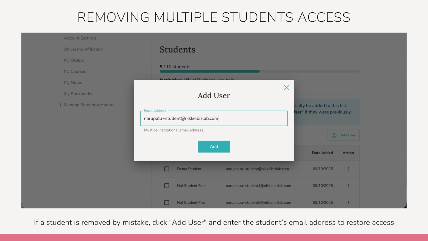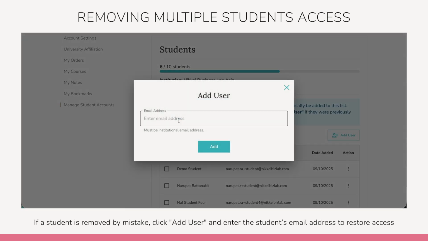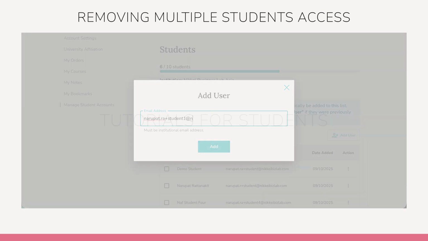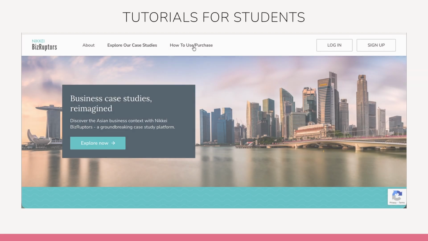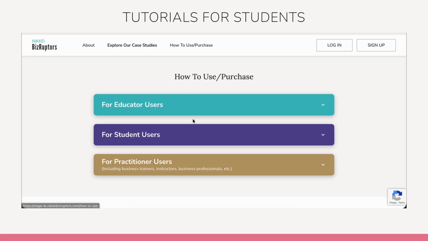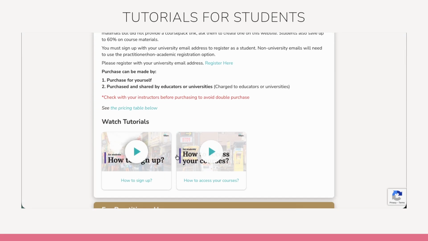If a student is removed by mistake, simply click Add User and enter the student's institutional email address to restore access. For details on the student sign-up process and how to access their case studies and courses, please refer to the series of tutorial videos for students on the Nikkei BizRuptors website.